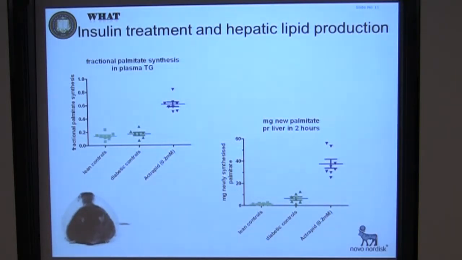And I saw the same picture with the amount of palmitate in the liver. Again, of course, less palmitate in the lean controls. They were not steatotic, but a slight increase when they became diabetic, and then a huge increase when we started treating with insulin. So we could actually tell that as soon as we started insulin treatment, we really got a massive response by de novo lipogenesis.